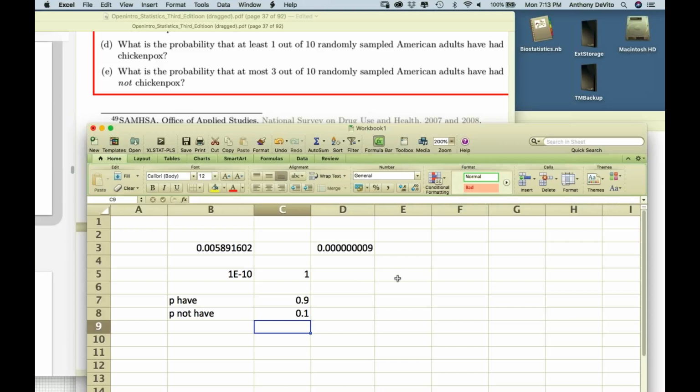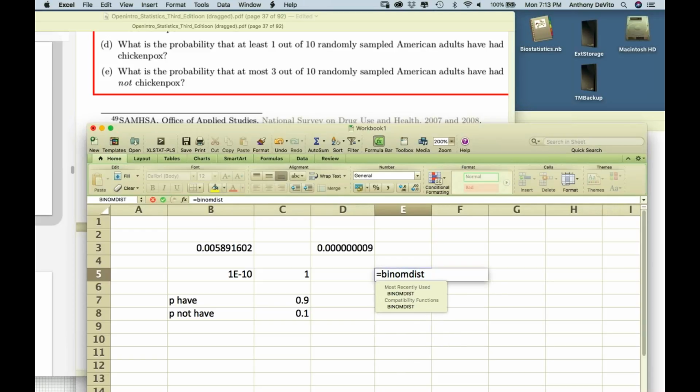So now the problem they're asking is binomial, and we're looking for the probability that at most 3. So in other words, 3, 2, 1, or 0. At most 3 would include those four numbers. So I can put in 3 and call this cumulative. Give me the probability of having 3 or fewer that have not had chickenpox or a chickenpox vaccine. 3, comma, trial size of 10, comma, 0.1, because not is our criteria now, and true for cumulative.